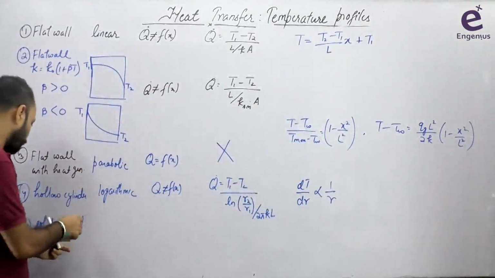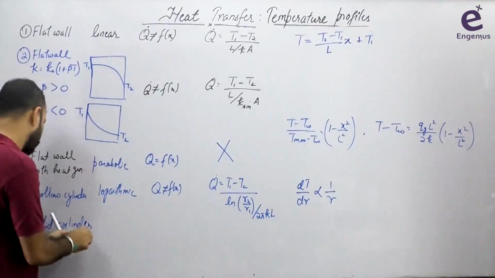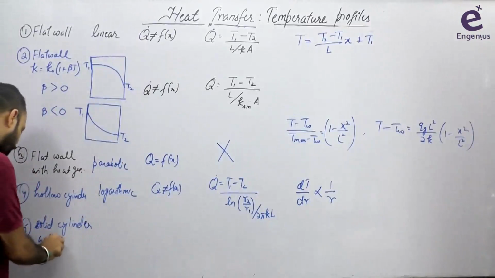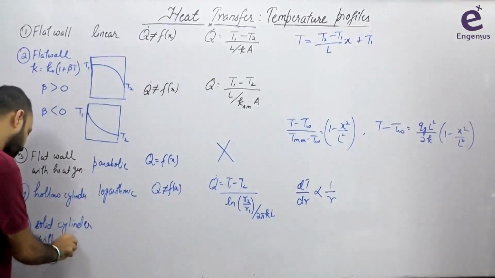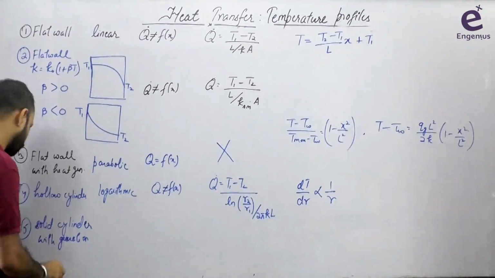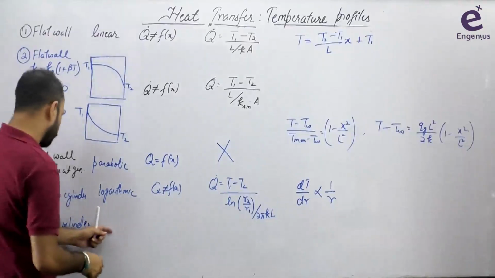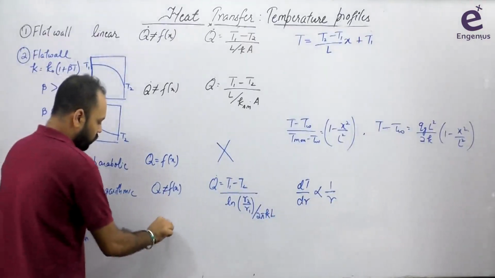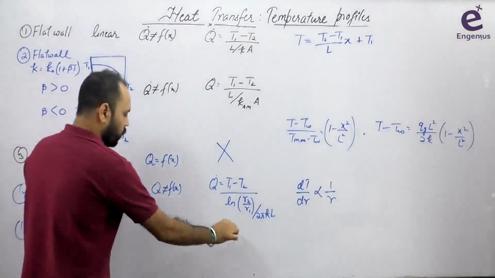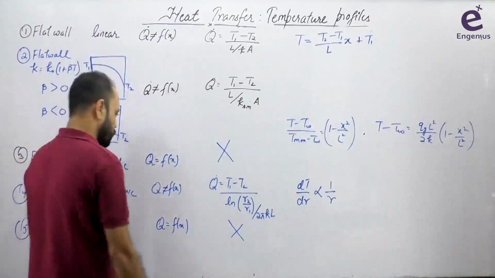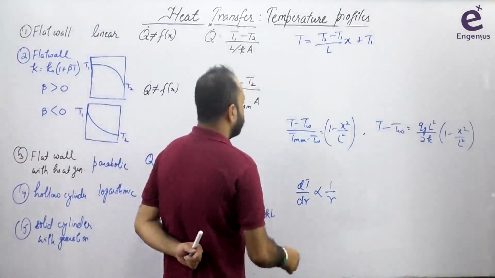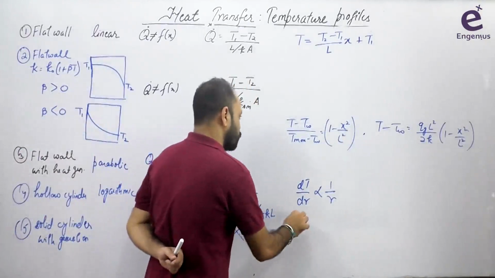Okay, so solid cylinder with generation. What was the profile? Okay, profile we don't know. It was non-linear, of course. Was Q a function of x? Yeah, Q was a function of x. Can you write like this? No need to write like this. What you can remember here is the equation.